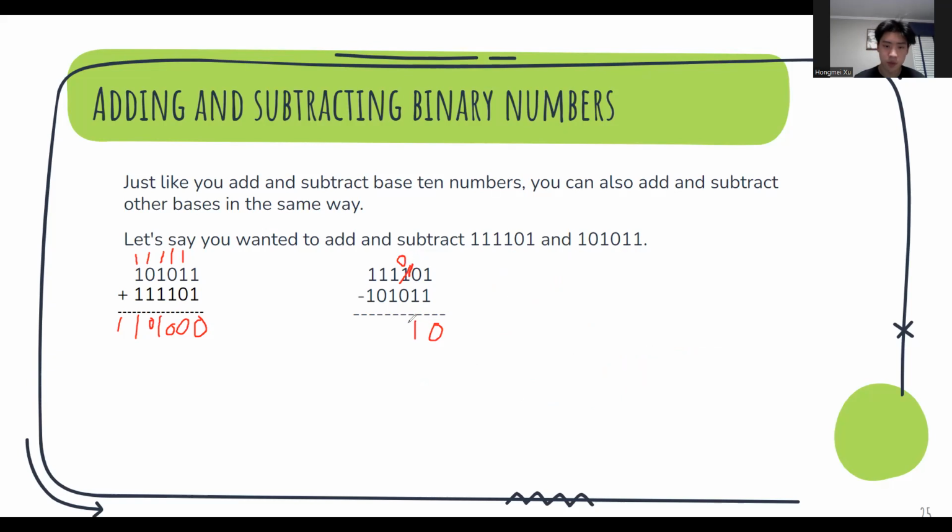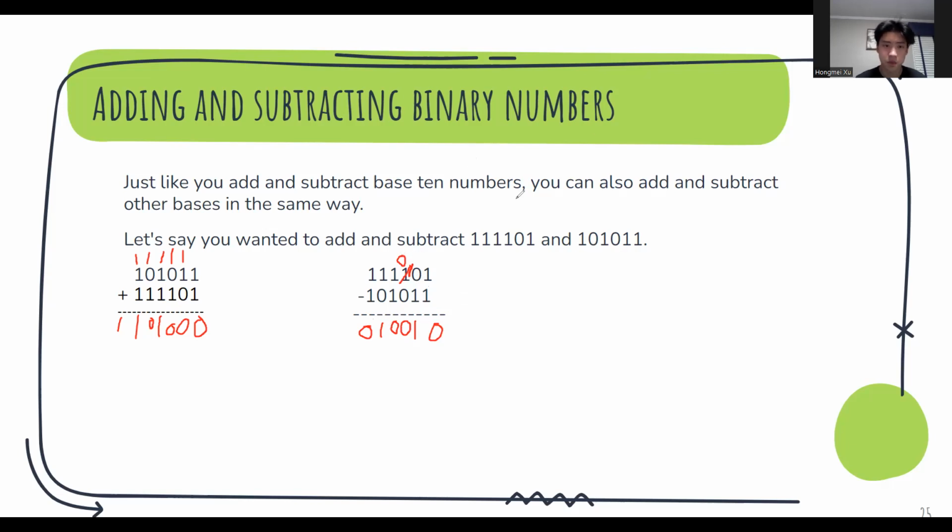0 minus 0 is 0. 1 minus 1 is 0. 1 minus 0 is 1. And 1 minus 1 is 0. So check if we did this correct, right? So 1 minus 1 is 0. 1, 0 minus 1 is 1. 0 minus 0 is 0. 1 minus 1 is 0. 1 minus 0 is 1. 1 minus 1 is 0.